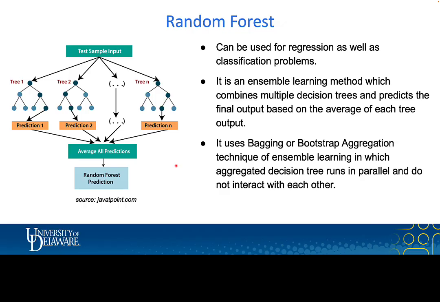So when making predictions for classification tasks, each tree votes for a class and the majority vote is the final prediction. In the case of regression, the final output is typically the average of all the tree predictions.